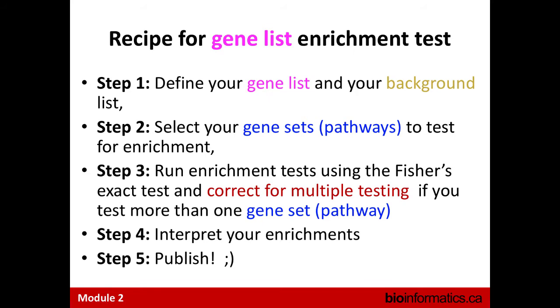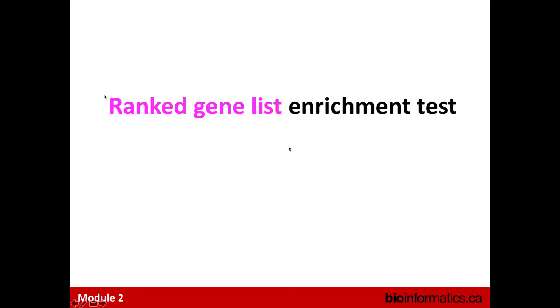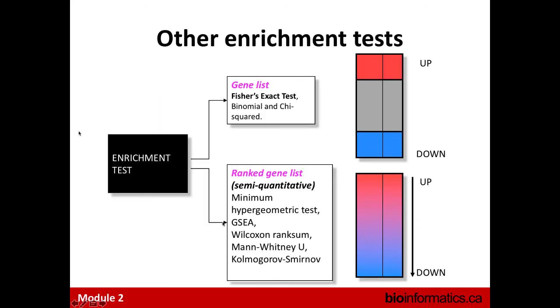So the recipe for the gene list enrichment test: step one is to define your gene list and your background. Then you select your gene sets, the pathways, and you run your enrichment test using the Fisher's exact test, and you correct for multiple testing. So that was the gene list enrichment test.